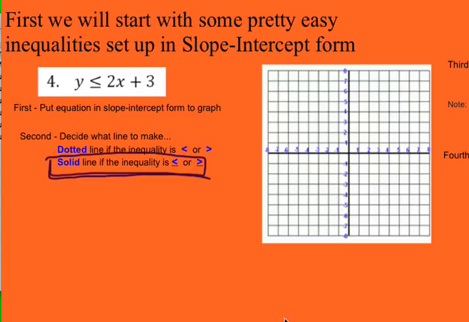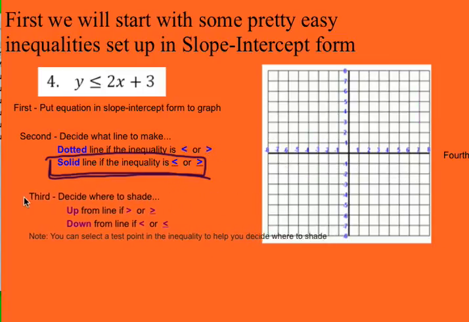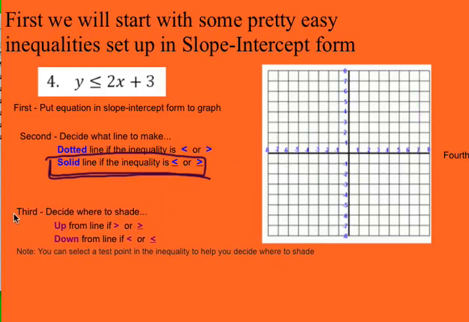Okay, then let's go ahead and let's take a look at step number 3. So for step number 3, we need to decide where to shade. So I like to look at an inequality as an alligator. So if the alligator, like here, is eating the y, then you're going to shade up. If it's not eating the y, you're going to shade down. So in number 4, it's not eating the y, so we're going to be shading down.